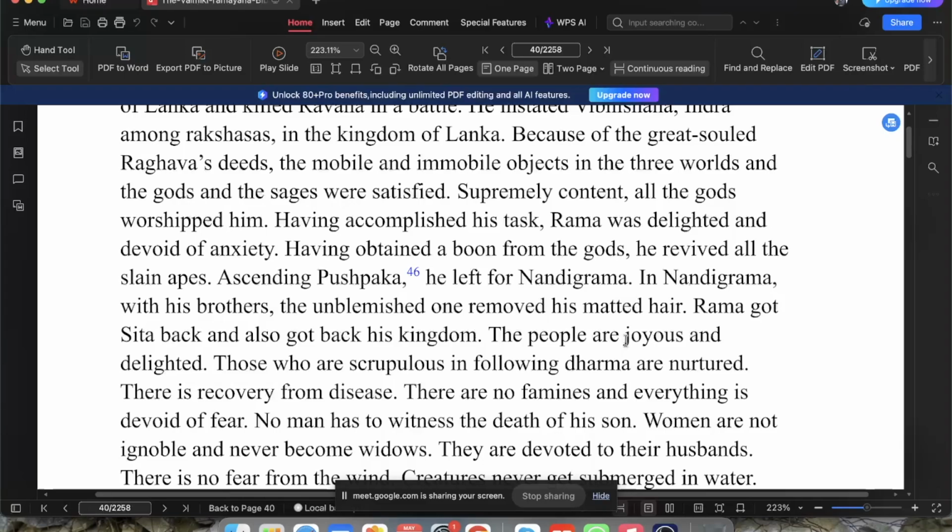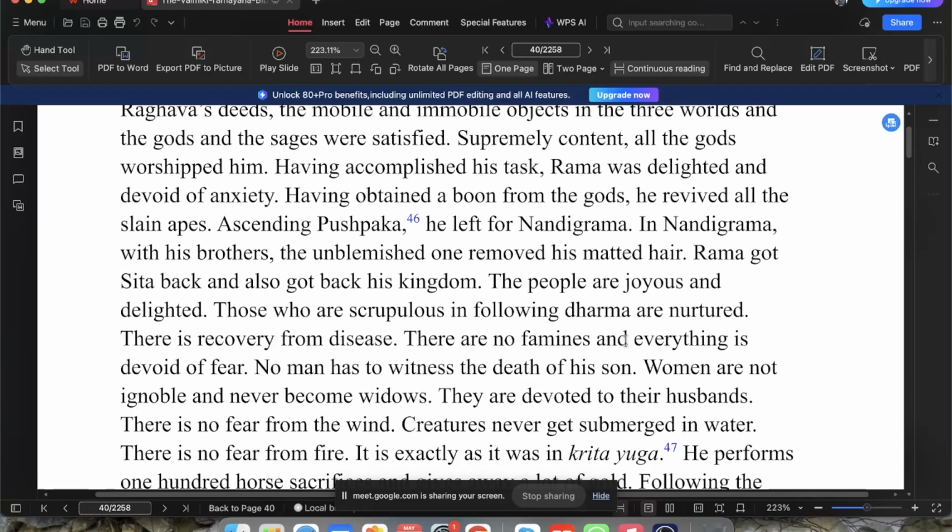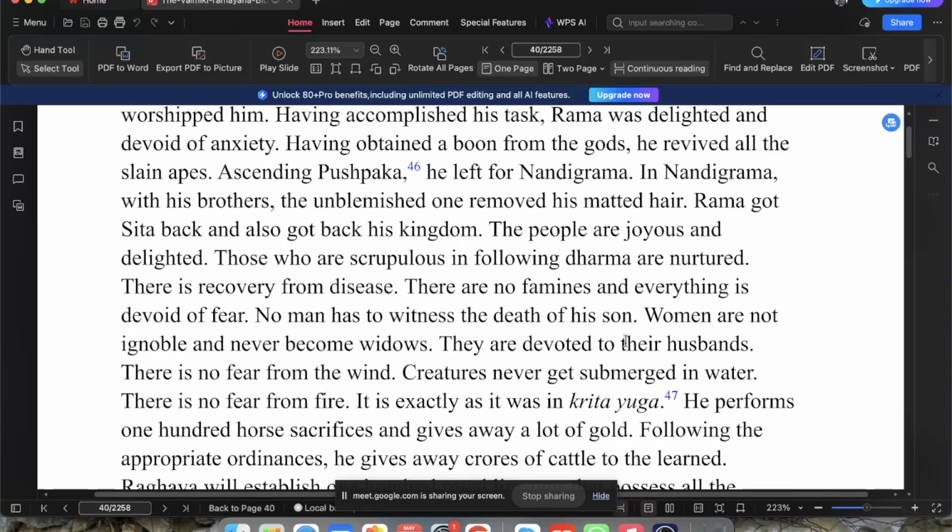In Nandigrama, with his brothers, the unblemished one removed his matted hair. Rama got Sita back and also got back his kingdom. The people are joyous and delighted. Those who are scrupulous in following dharma are nurtured. Though there is recovery from disease, there are no famines and everything is devoid of fear. No man has to witness the death of his son. Women are not ignoble and never become widows. They are devoted to their husbands.